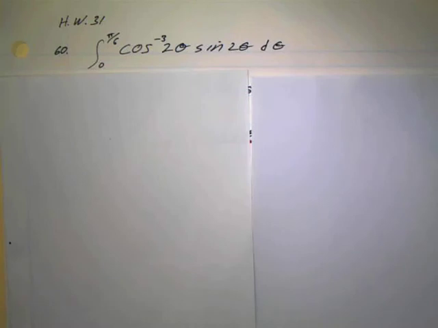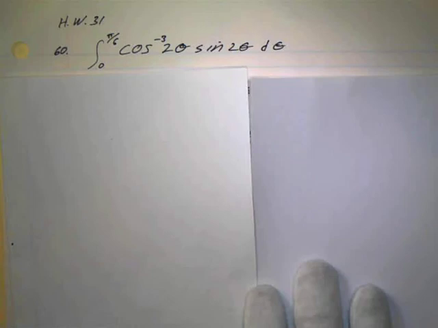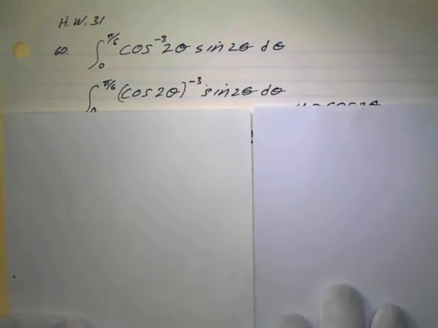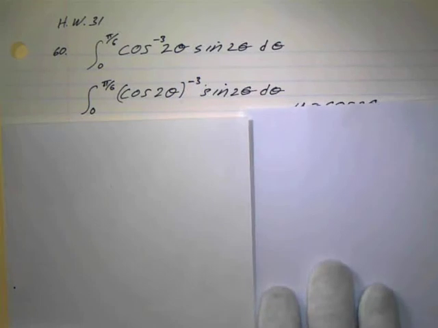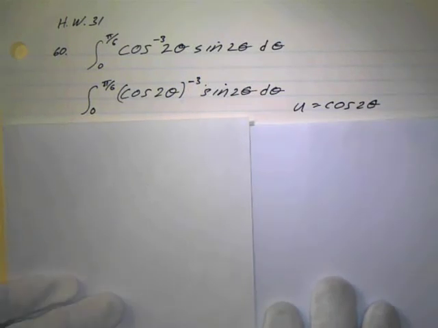Okay, some more of homework number 31, number 60. The integral from 0 to pi over 6 of the cosine to the negative third power of 2 theta, sine 2 theta, d theta. And we'll write this in a little bit more conventional exponential notation. So we see it looks like u to the n du, so I'll let my u be cosine of 2 theta, and I'll make my substitution.